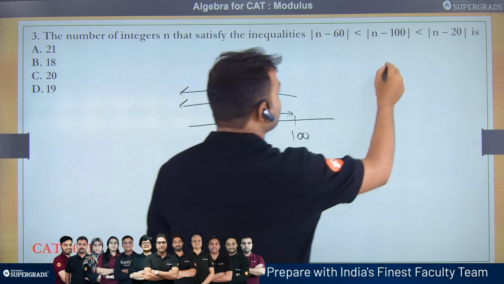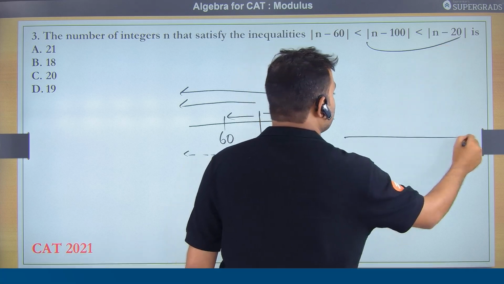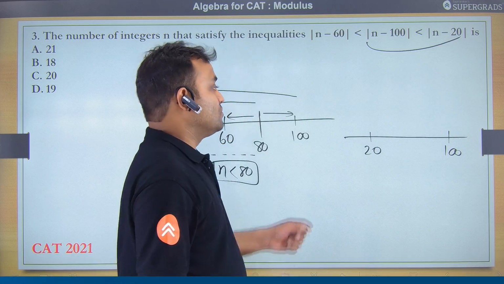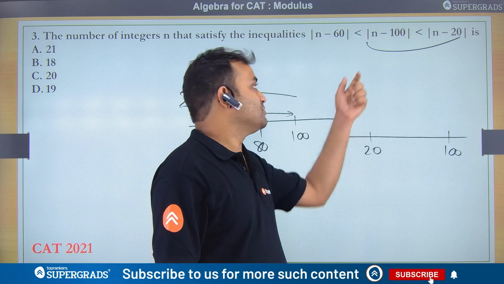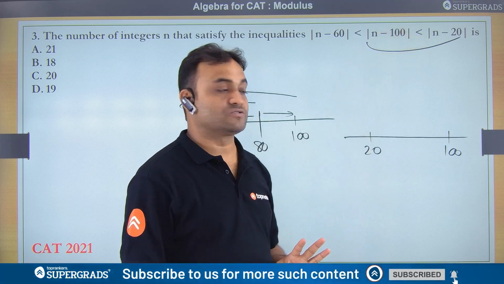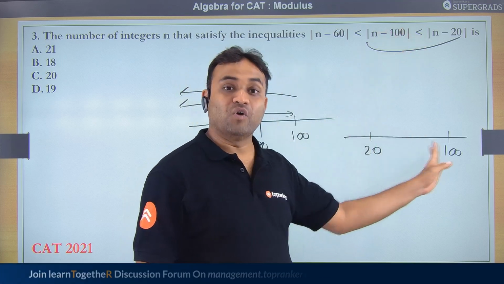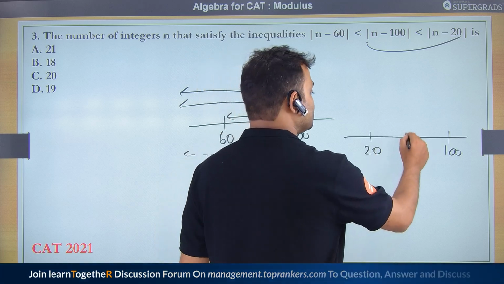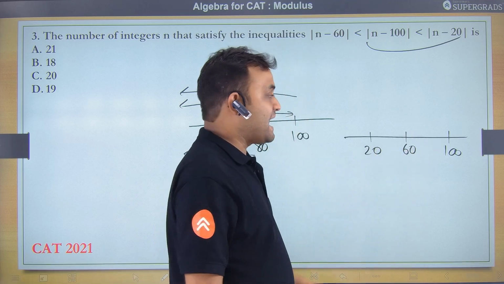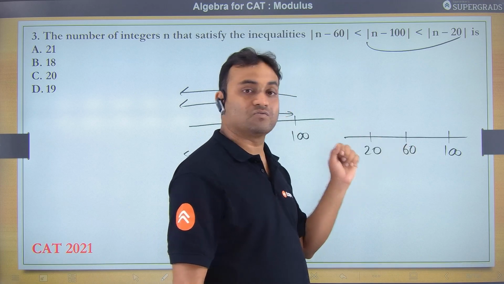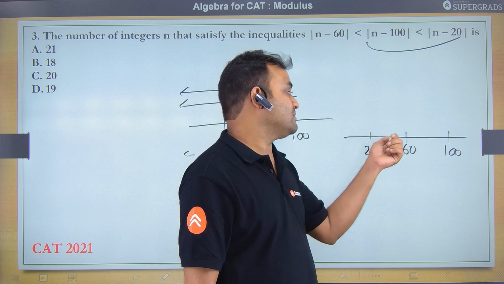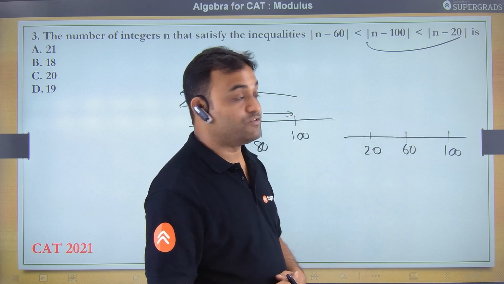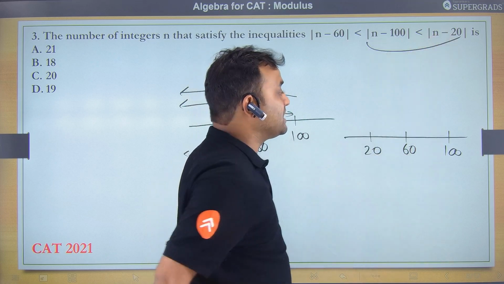And similarly, if we use this inequality where we are taking 20 and 100, the distance of n from 100 should be less than the distance of n from 20. So definitely n should be towards 100. And what's the middle point? 100 plus 20 by 2, so 60 is the middle point. At 60, if we take n equal to 60, the distance from 20 is 40 and the distance from 100 is 40. Now, which side should we go to satisfy this inequality?